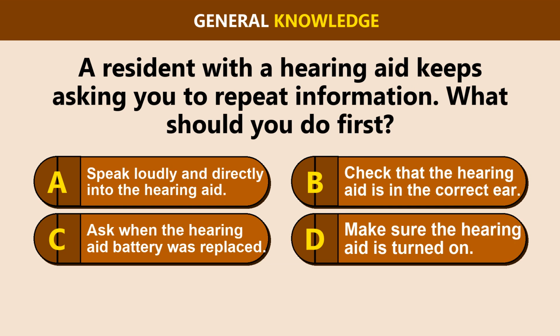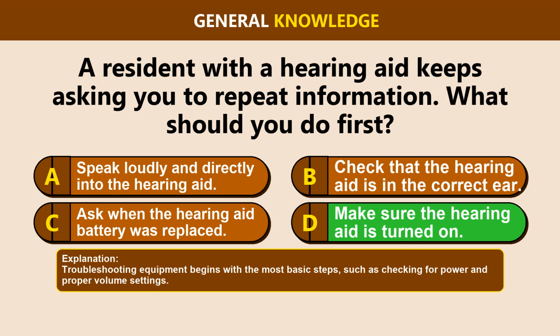Question 2. A resident with a hearing aid keeps asking you to repeat information. What should you do first? Option A. Speak loudly and directly into the hearing aid. Option B. Check that the hearing aid is in the correct ear. Option C. Ask when the hearing aid battery was replaced. Option D. Make sure the hearing aid is turned on. The correct answer is option D. Make sure the hearing aid is turned on. Troubleshooting equipment begins with the most basic steps, such as checking for power and proper volume settings.